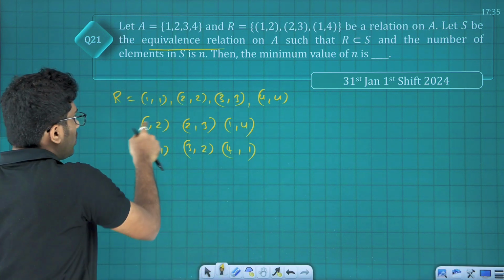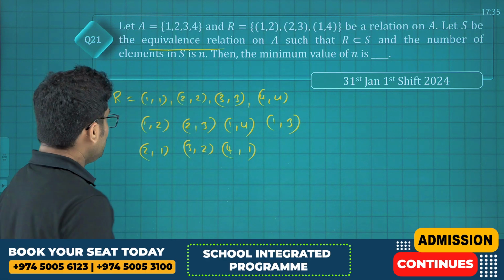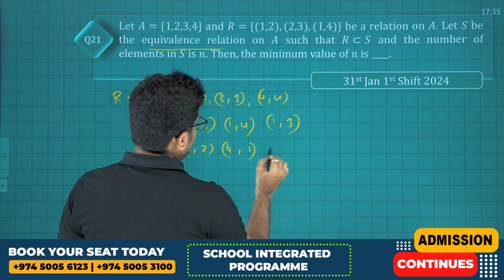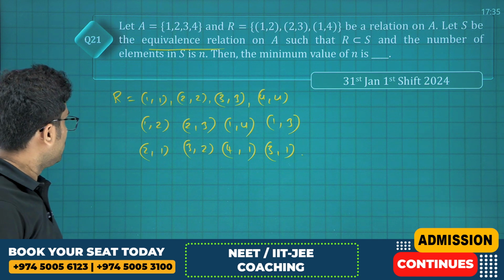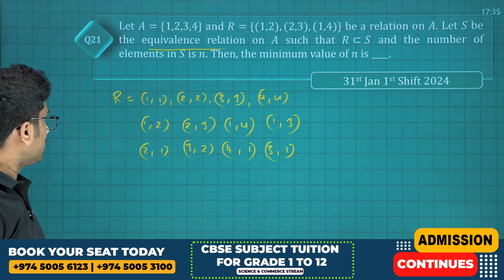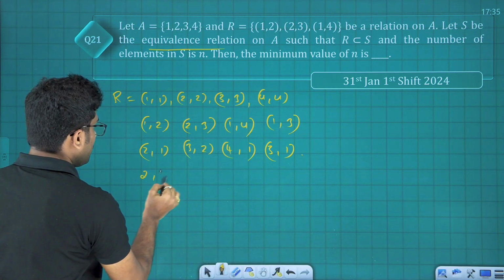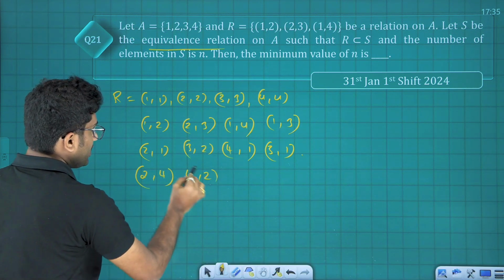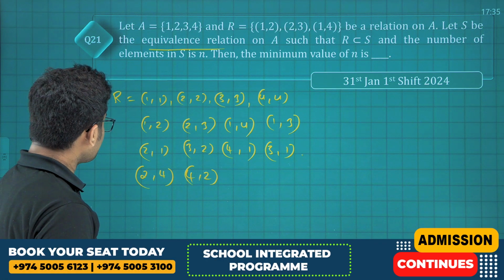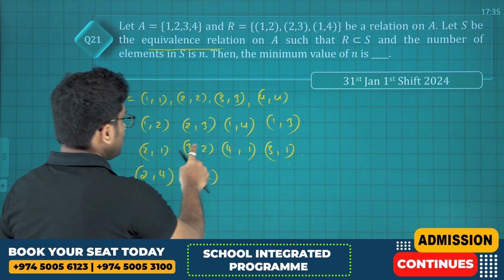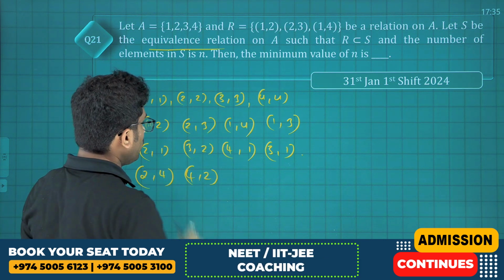Next, to make it transitive, (1, 2), (2, 3) means (1, 3) also should be there. For (1, 3), (3, 1) should be there to make it symmetric. Now to make it transitive, let's see. (2, 1), (1, 4), so (2, 4) should be there. For (2, 4), (4, 2) to make it symmetric. Next, (1, 2), (2, 3). Next, (3, 2), (2, 3), (3, 3) is already there. (2, 1), (1, 4), (2, 4), (3, 1).